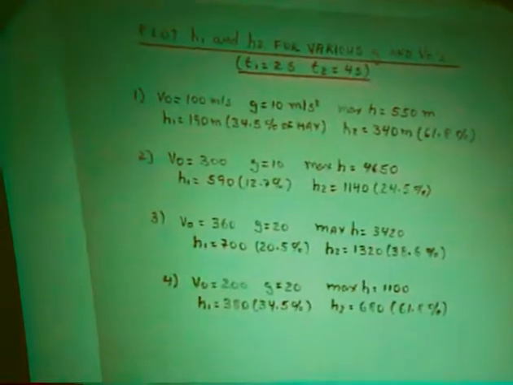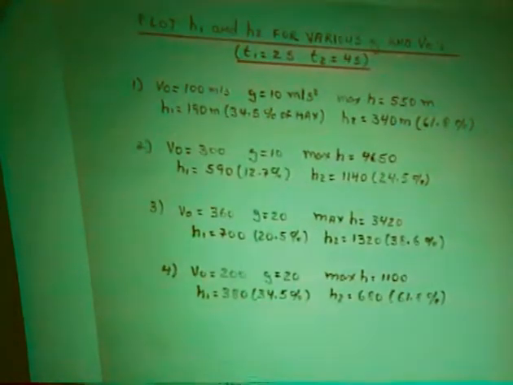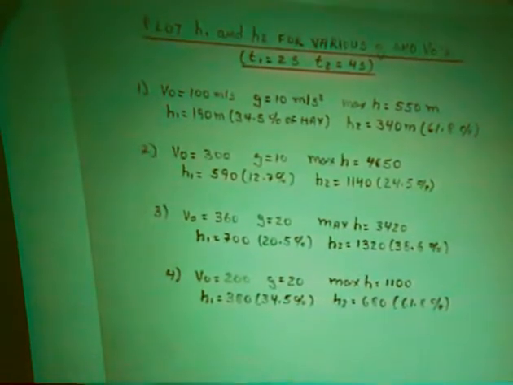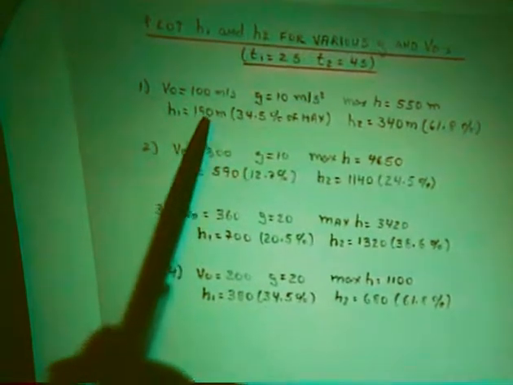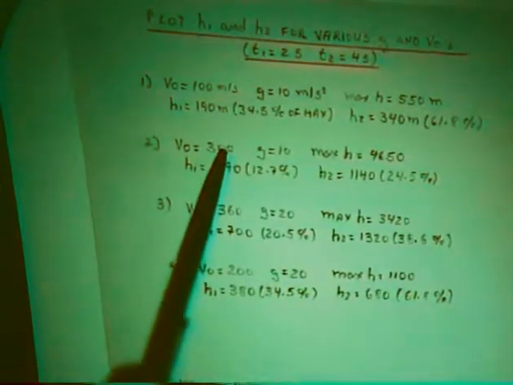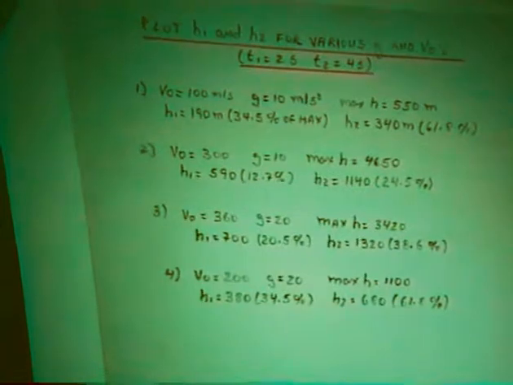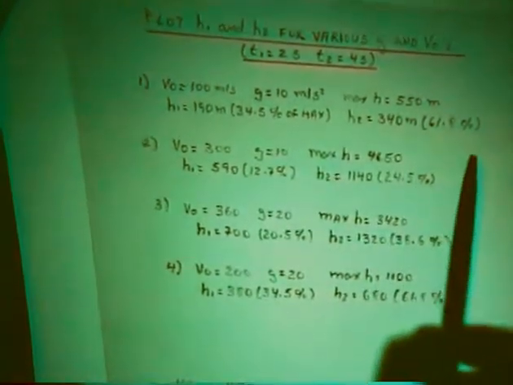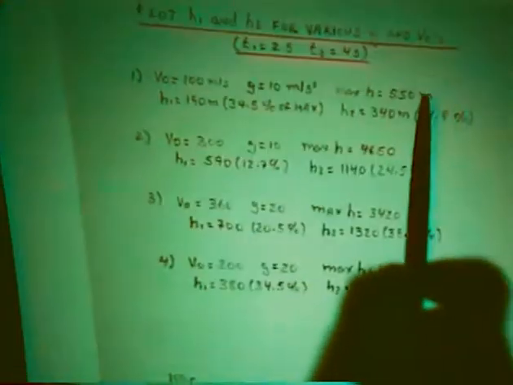Now, the maximum height at those conditions will be 550 meters. And then it will start coming down. So, after 2 seconds, it will have traveled 190 meters, which is 34.5% of the maximum possible height. And after 4 seconds, it went 340 meters, which is 61.8% of the maximum height.